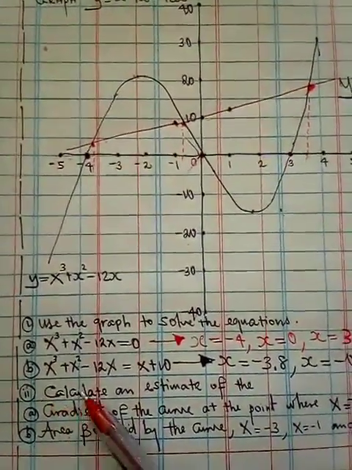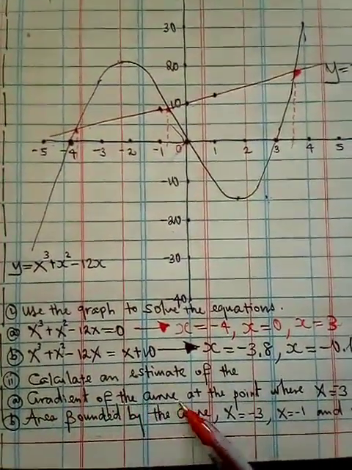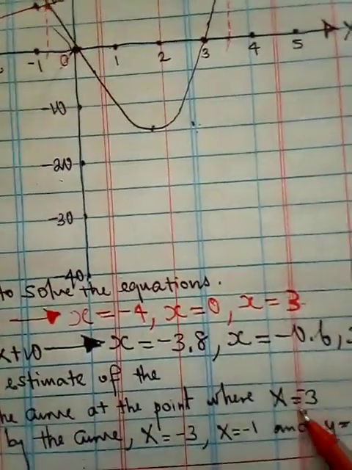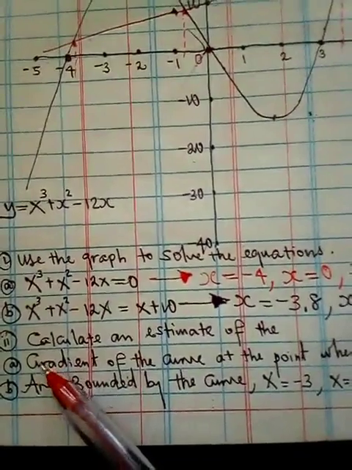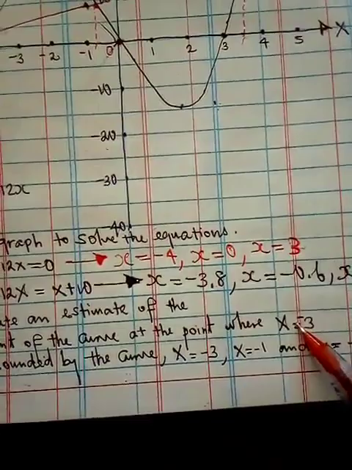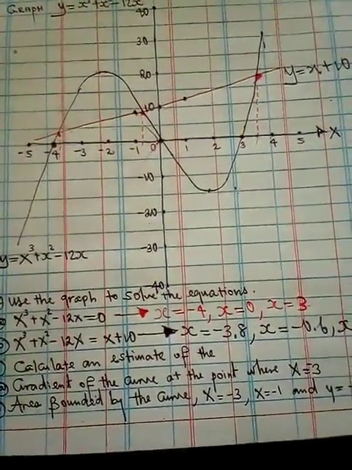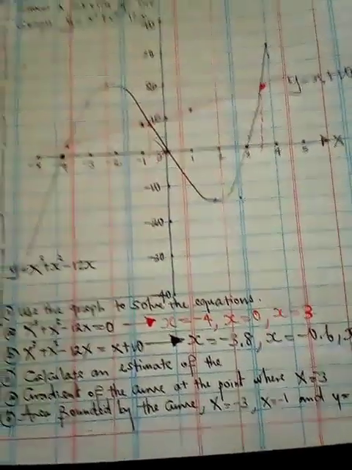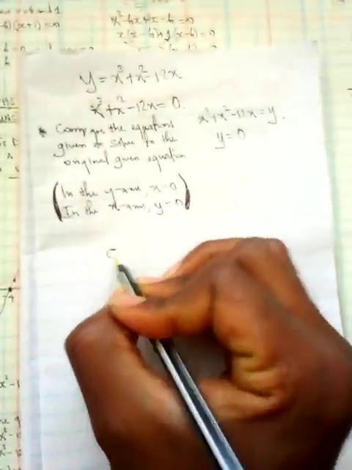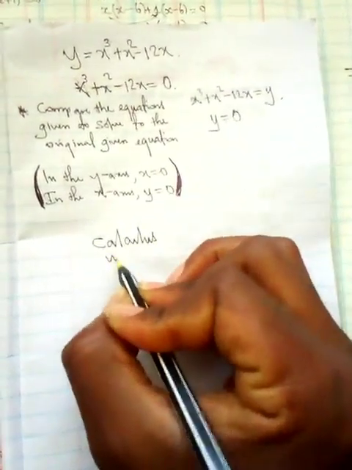The third one: calculate an estimate of the gradient of the curve at the point where x is equal to negative 3. There are two methods in which you can determine your gradient. The first one that I'm going to show you is the calculus method.